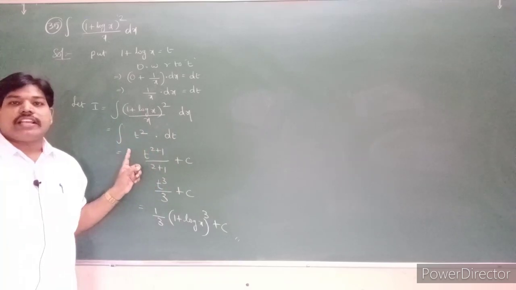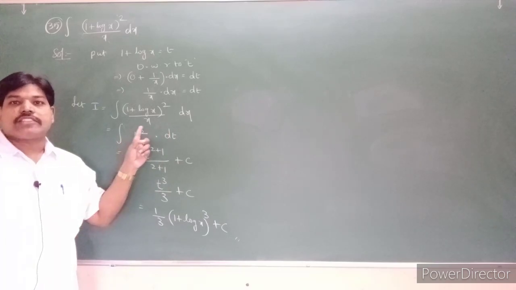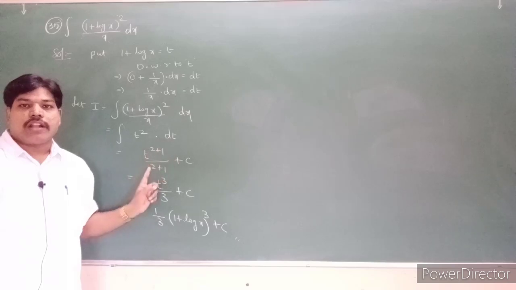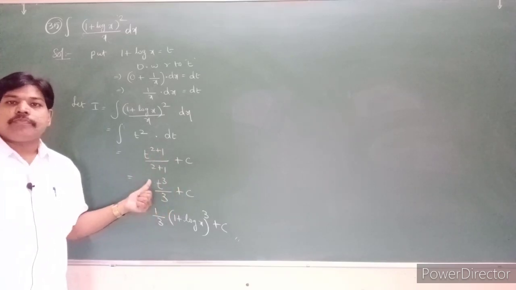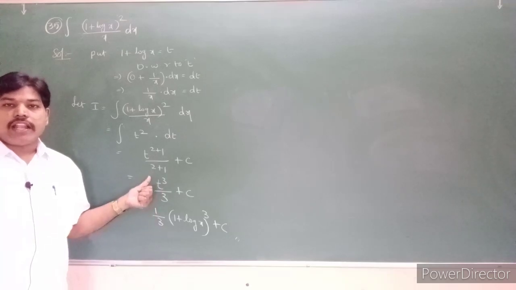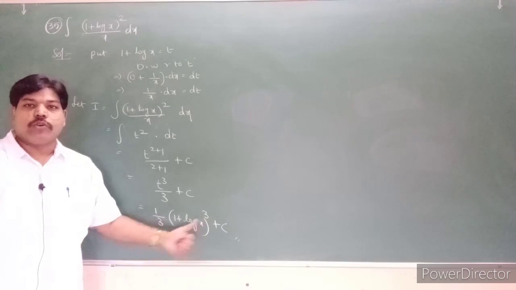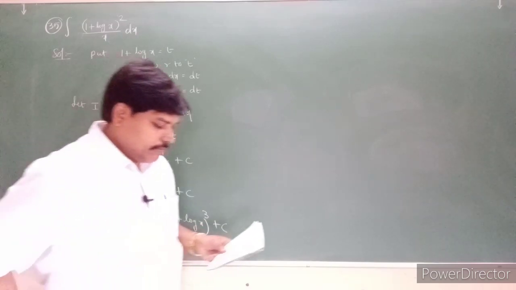So automatically the integral of t square into dt. So it is in the form of integral of x power n. What is the integral of x power n? x power n plus 1 by n plus 1. So t power 2 plus 1 by 2 plus 1. That is nothing but t cube by 3. So t value is 1 plus log x. Just replace the value. 1 by 3 into (1 plus log x) whole cube plus c. All are understood students? So see the next question.